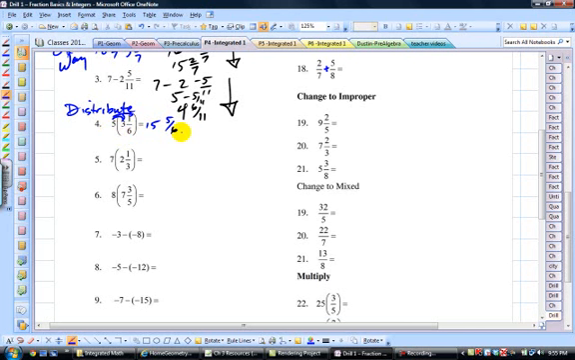And believe it or not, it's that simple. One more time. 7 times 2, 14. 7 times 1/3 is 7/3. But you have to understand that this mixed number here is actually 14 and 7/3 is actually 14 plus 7/3. So you have to change this improper fraction to a mixed number. And we know that 3 divides into 7 2 times with 1 remaining, so you get 2 and 1/3 here.